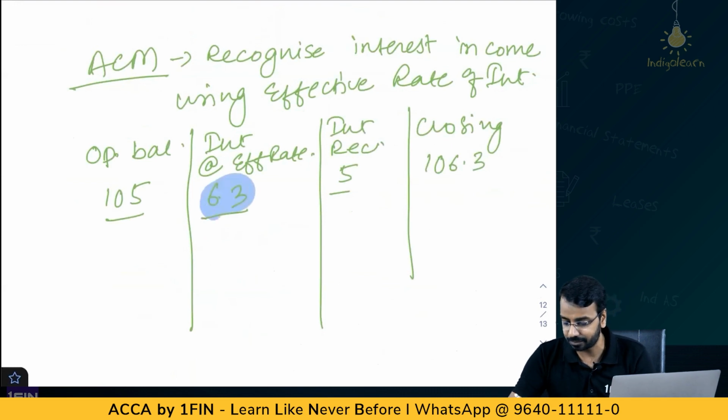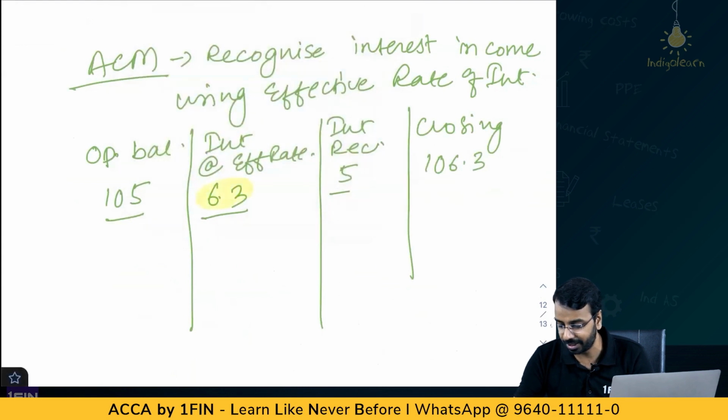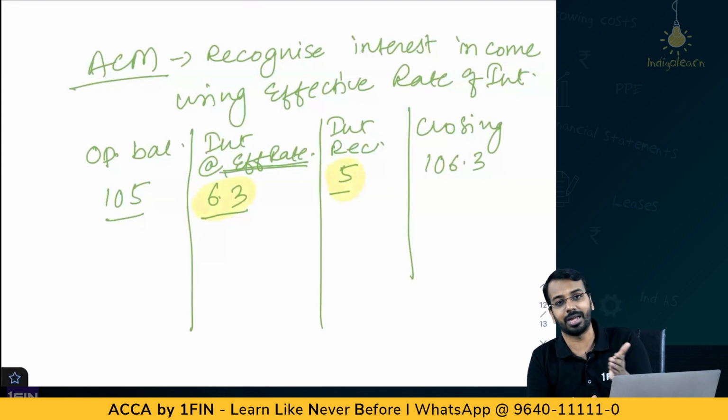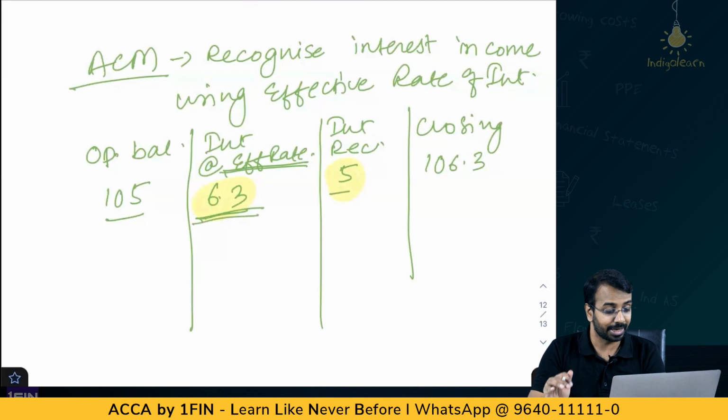Each period, this 6.3 or whatever the number comes, that will be recognized in the P&L, and interest received will be reduced from the liability. Sir, how do we calculate this effective rate? This effective rate is nothing but your IRR. What is the amount you paid today? What is the amount you will get over the life of the bond? And what will be the closing balance? Considering all of these, your effective rate of interest is nothing but the IRR.